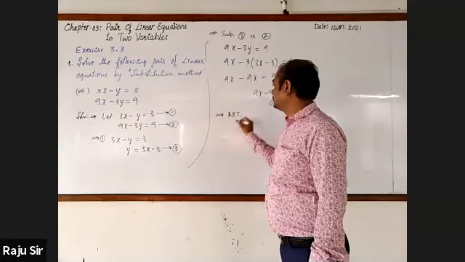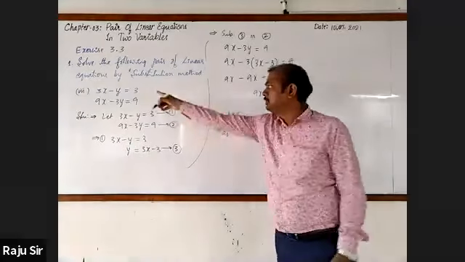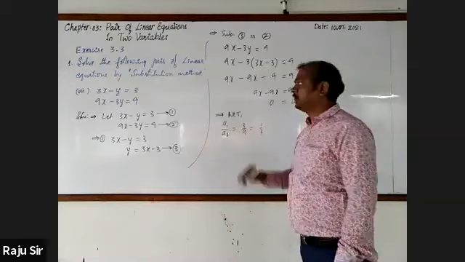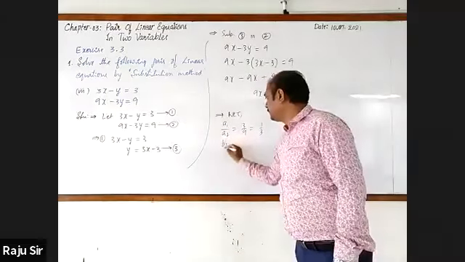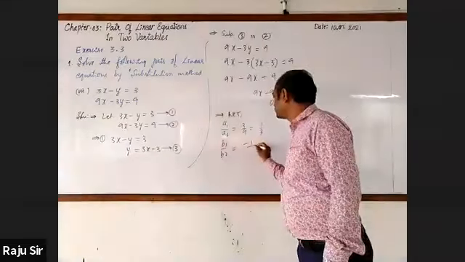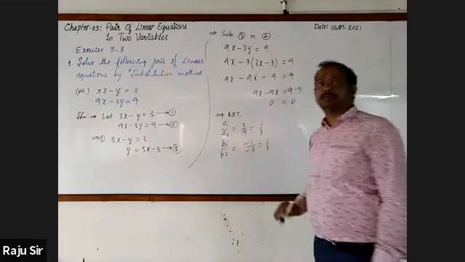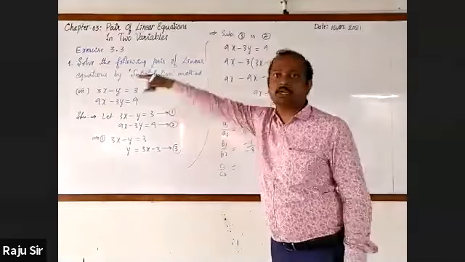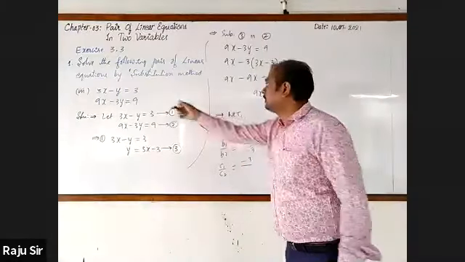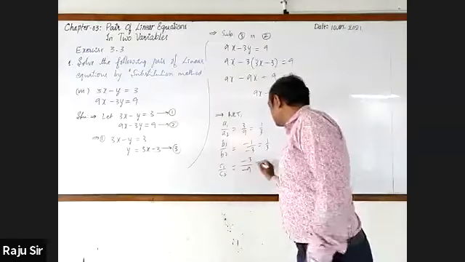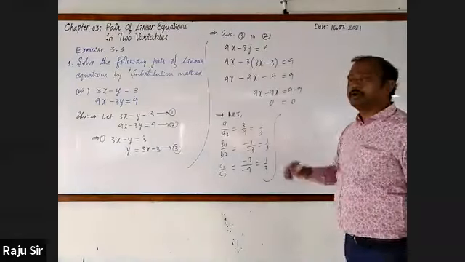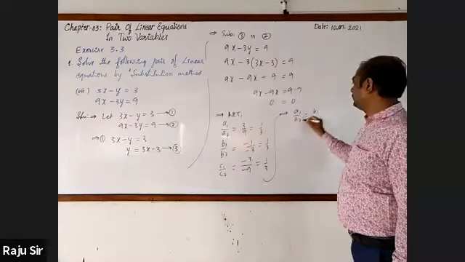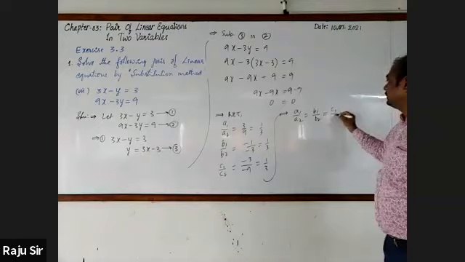We know that A1 by A2 is equal to 3 by 9, which is equal to 1 by 3. B1 by B2 is equal to minus 1 by minus 3. It is also 1 by 3. C1 by C2 is equal to minus 3 by minus 9, it's equal to 1 by 3. Comparing all these, A1 by A2 is equal to B1 by B2 is equal to C1 by C2.